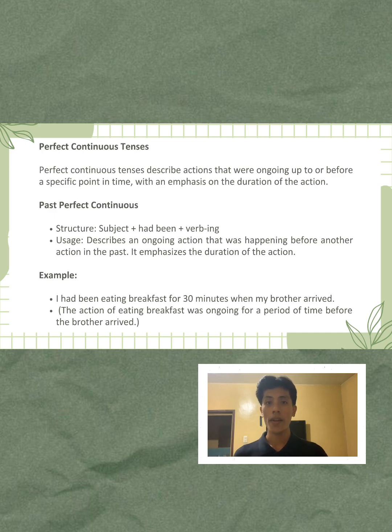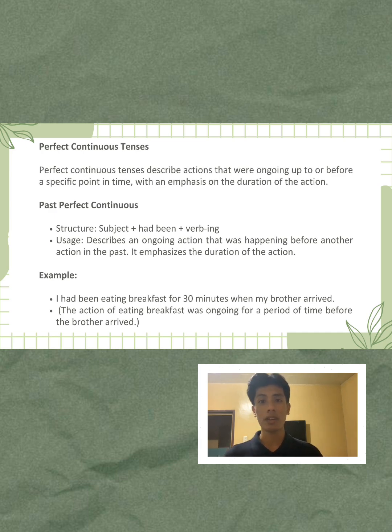And now, let's talk about the last type of tense, which is the perfect continuous tenses. So perfect continuous tenses describe actions that were ongoing up to or before a specific point in time, with an emphasis on the duration of the action.